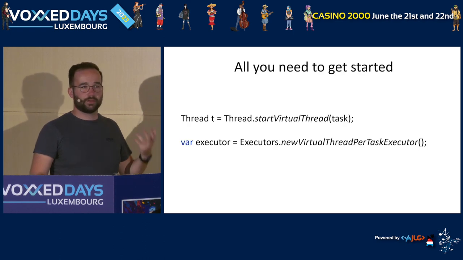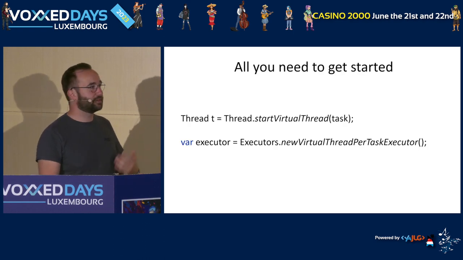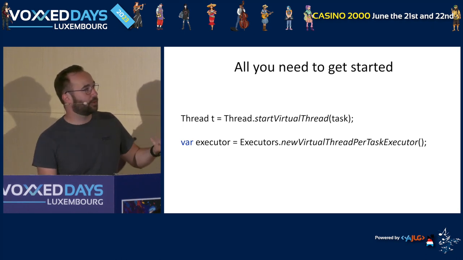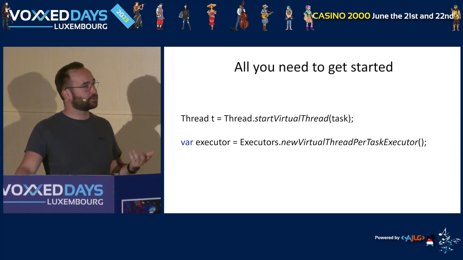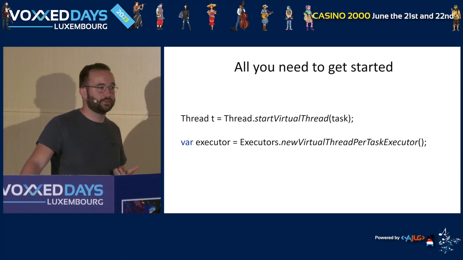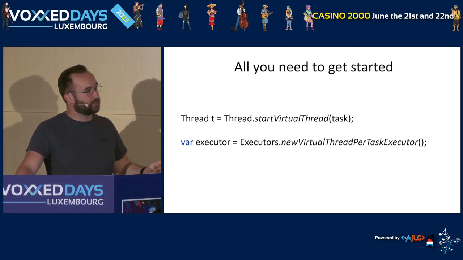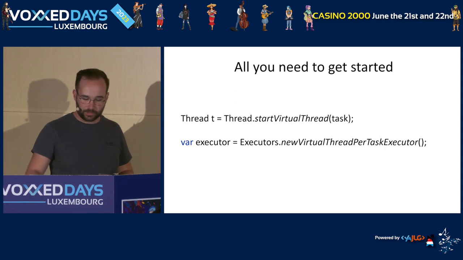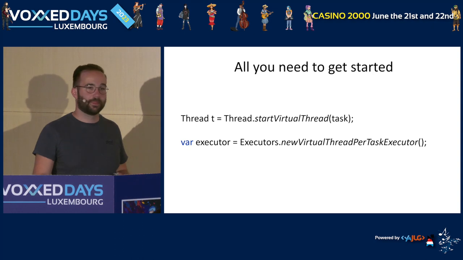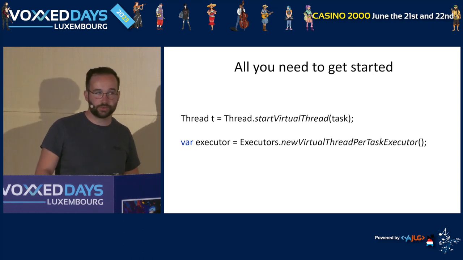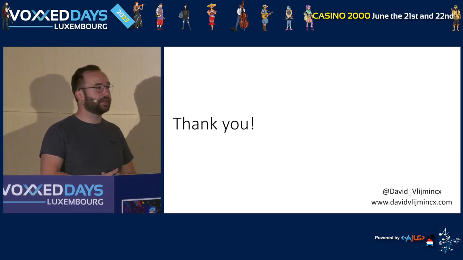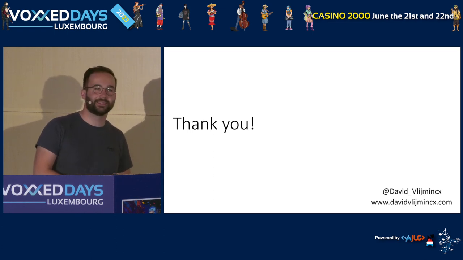So I've talked a lot about virtual threads and structured concurrency, but all you need to get started in, well, September with Java 21 are these 2 methods, the start virtual thread and the new virtual thread executor. Those are all you're going to need in the beginning to start you out with virtual threads. So I really encourage you to start using them and playing with them and, well, experimenting if it works for your use case. That was my session, and then it's time for questions.